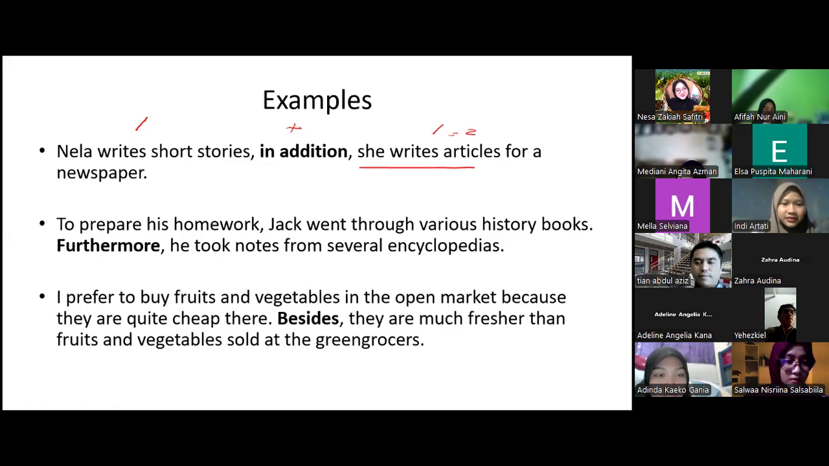Okay. Next, Salwa. I prefer to buy fruits and vegetables in the open market because they are quite cheap there. Besides, they are much fresher than fruits and vegetables sold at the greengrocers. Yeah, this is the first sentence.